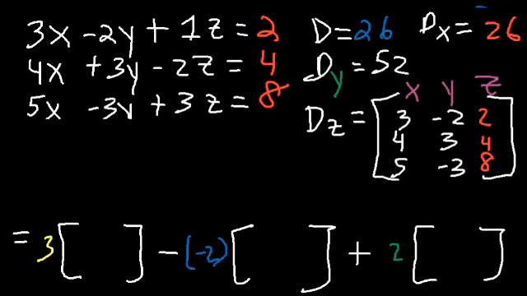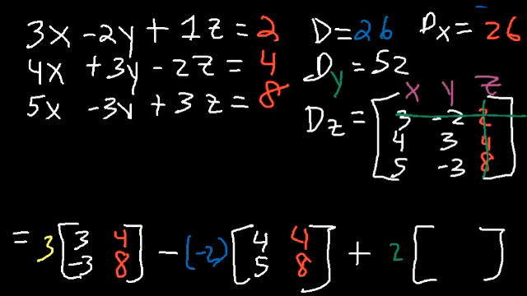So let's eliminate the 3. What we have left over is 3, negative 3, 4, 8. Now let's get rid of the negative 2. So what we have is 4, 5, 4, 8. And finally, let's get rid of positive 2. So it's going to be 4, 5, 3, negative 3.